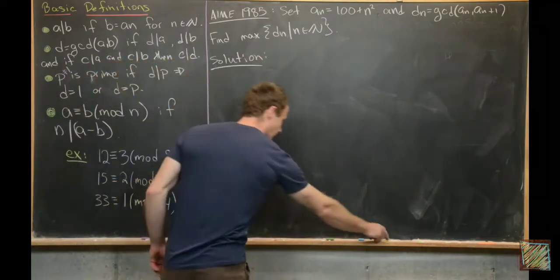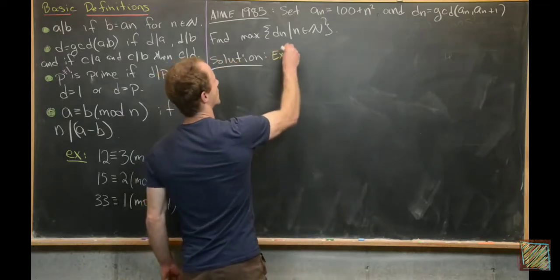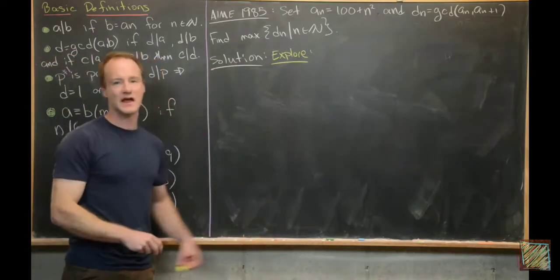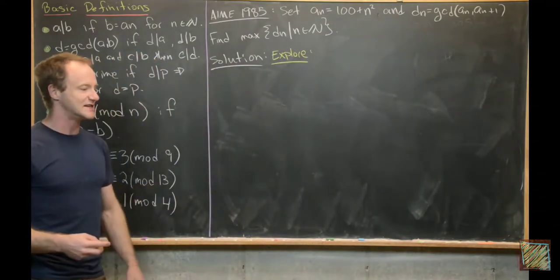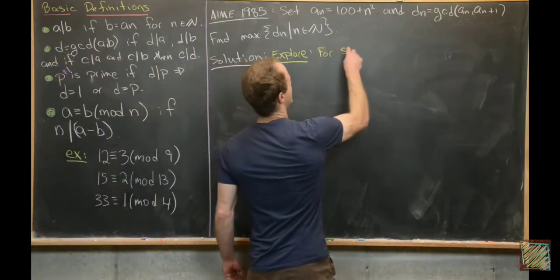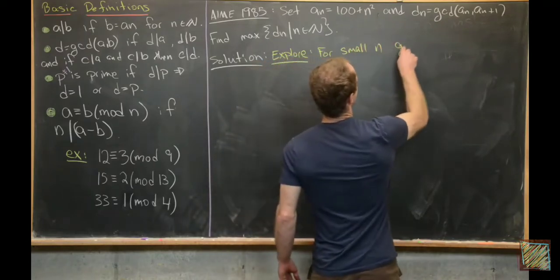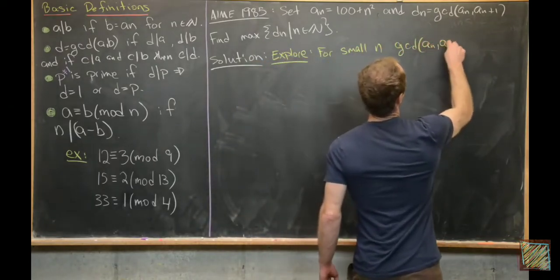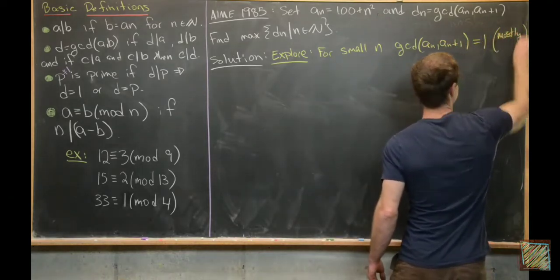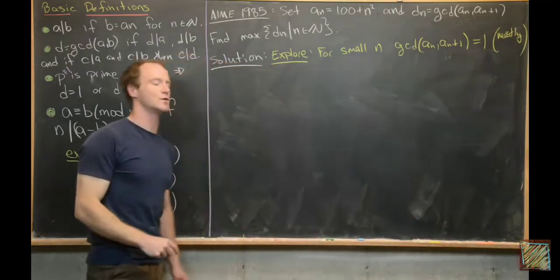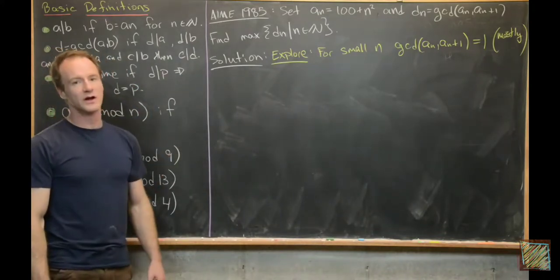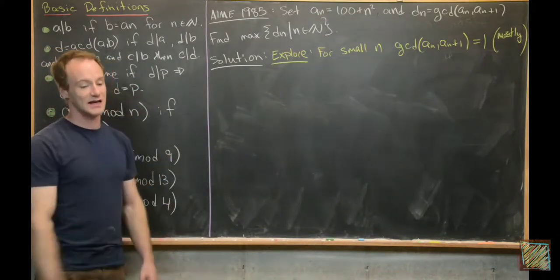I would say the first thing that you should do is explore. And when you explore with small values of n, what you will find is that the GCD seems to be 1 most of the time. So for small n, the GCD of a_n and a_{n+1} is 1, and I'll put here mostly. That obviously doesn't prove that it's 1 all of the time, but it says that we need to try a little bit harder to find a place where it is not equal to 1.